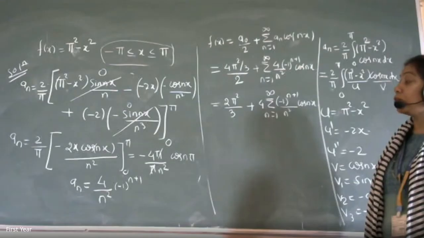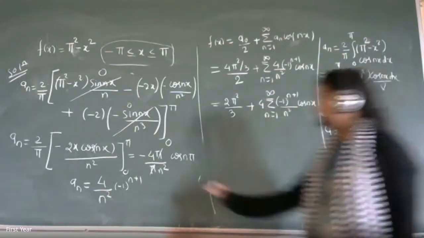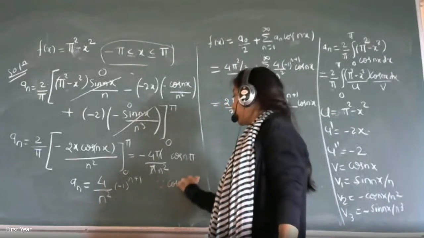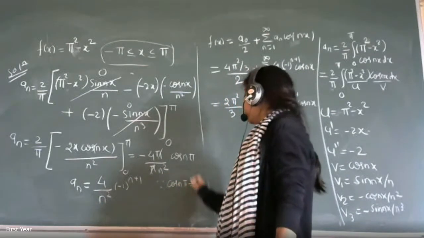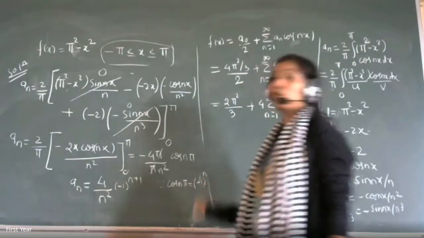Ma'am, cos n pi is 1 minus 1, no? Cos n pi is minus 1 raised to n. Cos of n pi is minus 1 raised to n. Why? Because it is already a plus minus sign.